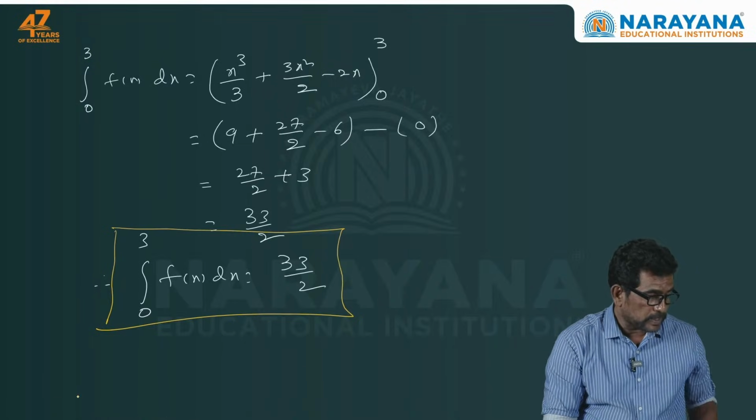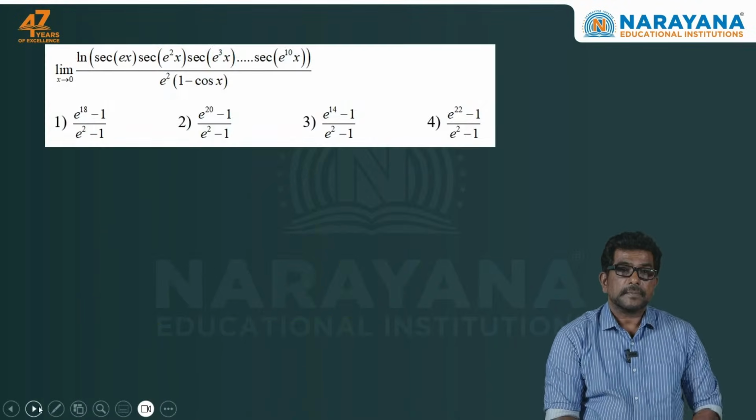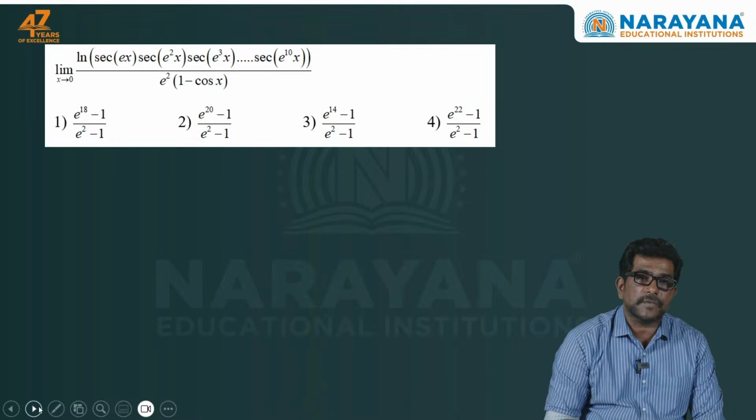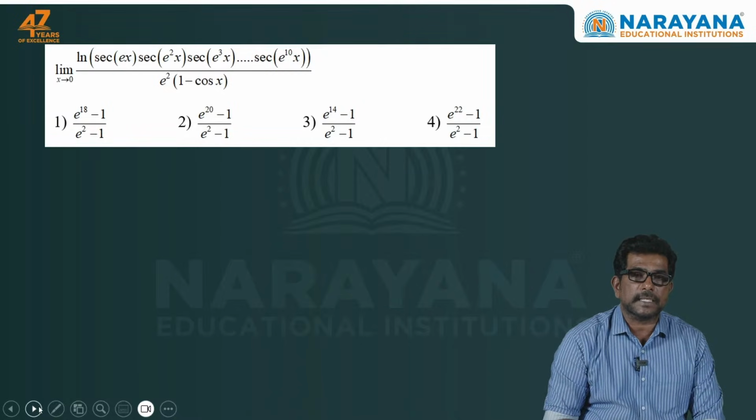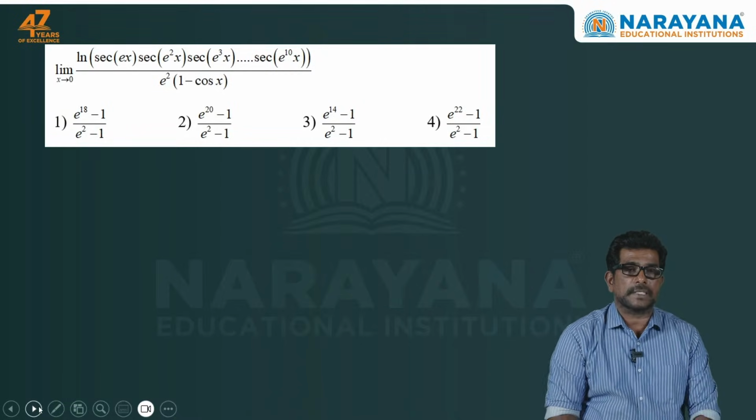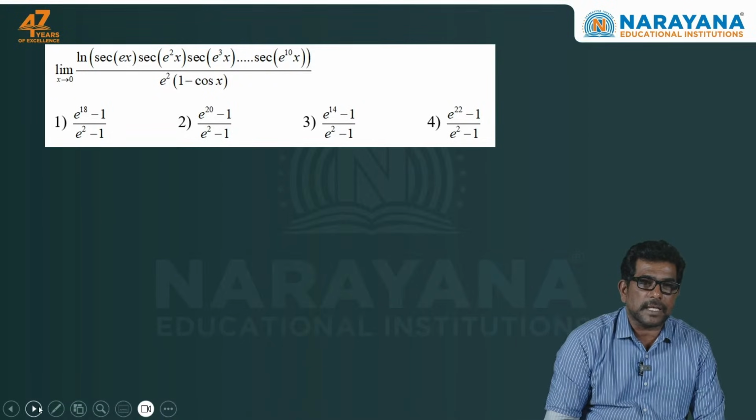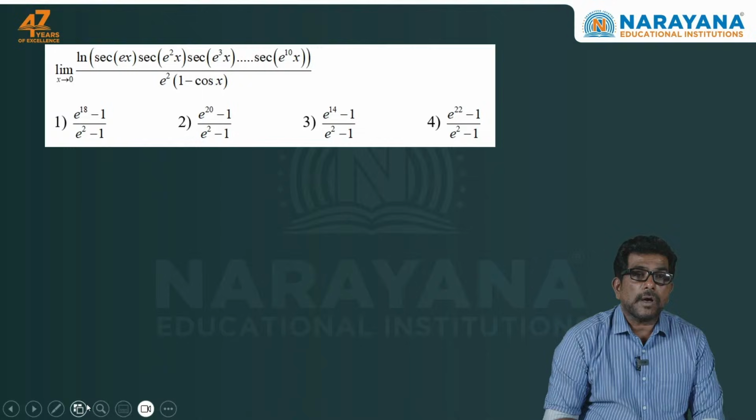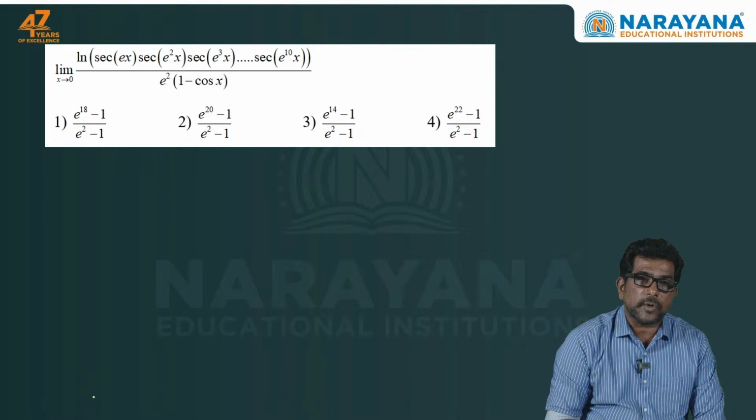And the next problem is: limit x tends to 0, ln (that is log base e) of secant x, secant e square x, secant e cube x, and so on, secant e to the power of 10x, upon e square into 1 minus cos x. The problem is very clear, related exclusively to limits, and especially here the problem is ln of the product secant x, secant e square x, secant e cube x, and so on, secant e to the power of 10x, by e square into 1 minus cos x.